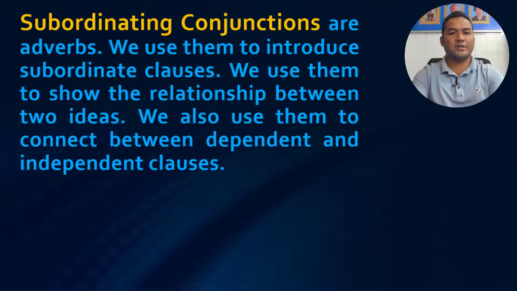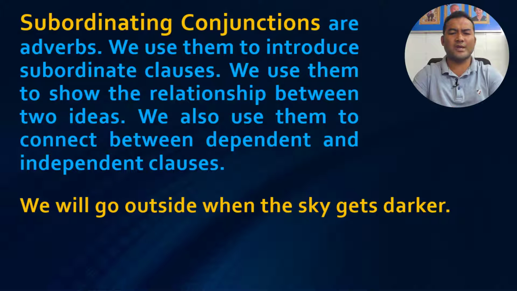So now look at sentence number 1. We will go outside when the sky gets darker. We will go out is an independent clause. And when the sky gets darker is the dependent clause. What is the difference? An independent clause is a clause that does not need anything more to complete the idea, whereas a dependent clause is a clause that needs the independent clause to make sense. So in the sentence, when the sky gets darker is called a subordinate clause.